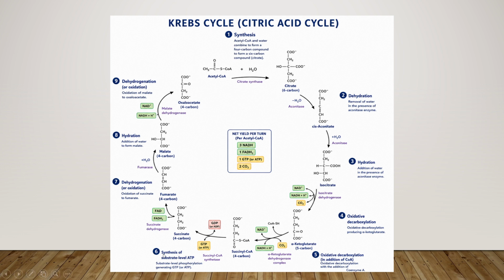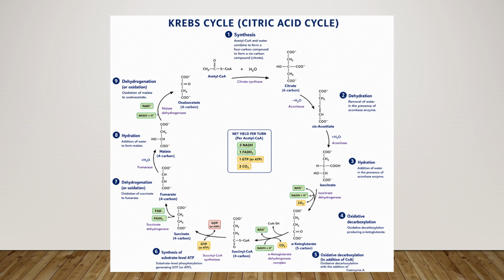Now move towards the next step, which is the synthesis of substrate level ATP. At this step, succinate is produced. Obviously coenzyme A is removed, and the enzymes are working in every step, right students? The enzyme is succinyl thiokinase, which works to form succinate, and succinate is a 4-carbon compound.